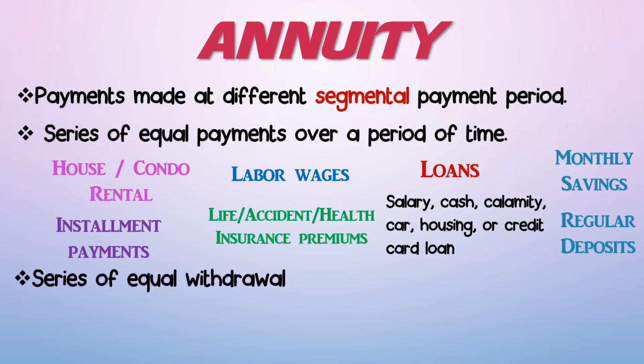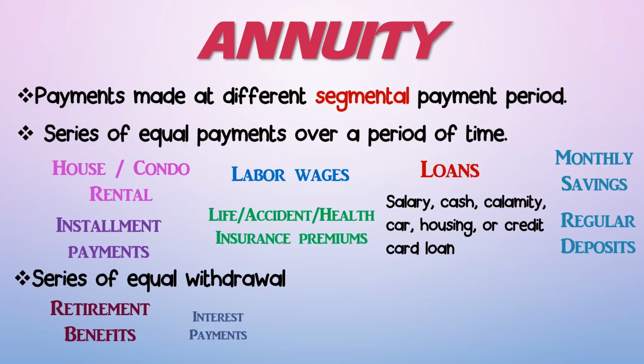Annuities can also refer to a series of equal withdrawals. So this time you are receiving payments. Payments of what? Example, retirement benefits. So when you reach the age of 60, you retire from your work, you can have the pension. So you can have it lump sum for 1 year, and then the rest you can receive monthly or quarterly depending on your agreement.